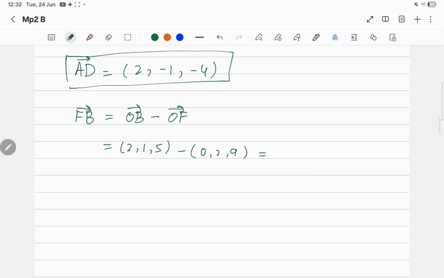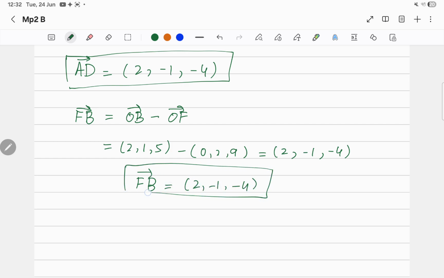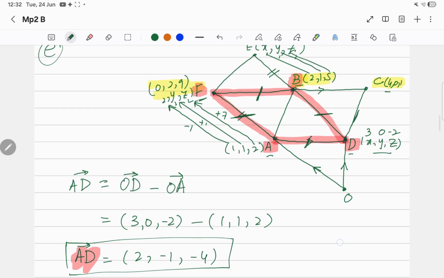So if you take away these two vectors, 2 minus 0 is 2, 1 minus 2 is minus 1, and 5 minus 9 is minus 4. So it is FB, which is 2, minus 1 and minus 4. So you can see AD is the same as FB. Now we need to check the other two, whether FA is equal to DB or not.